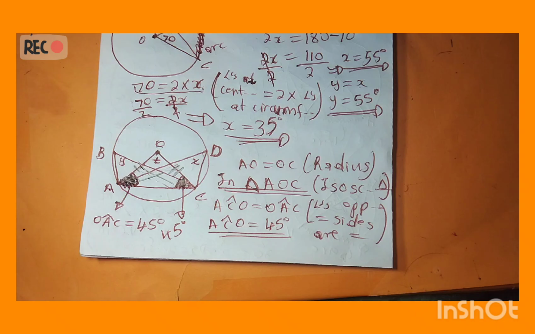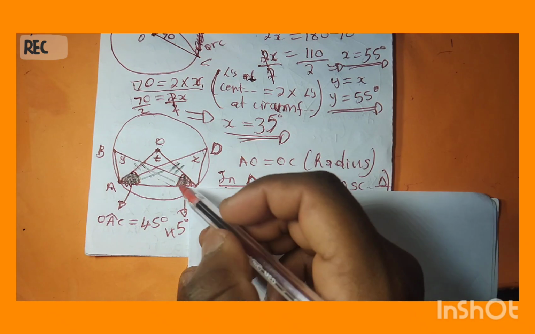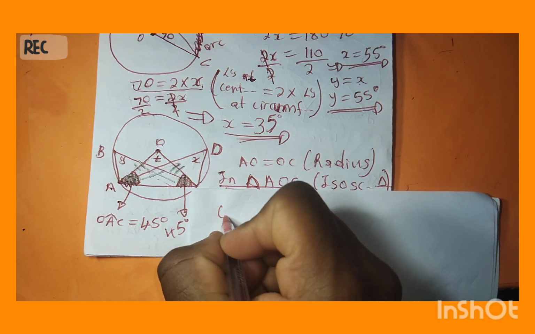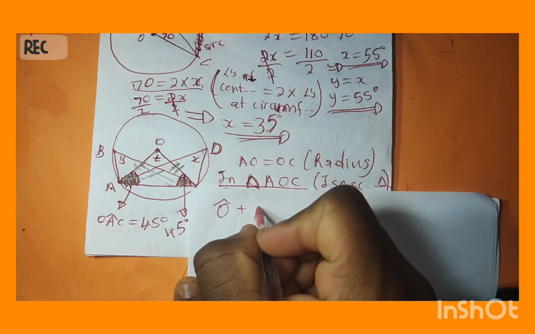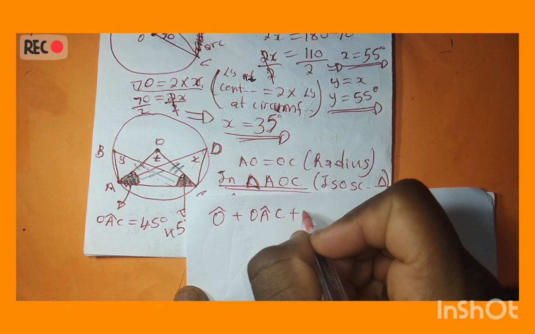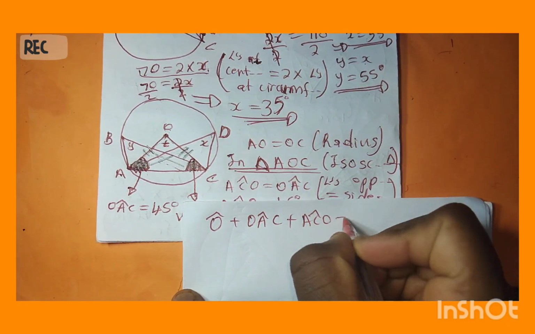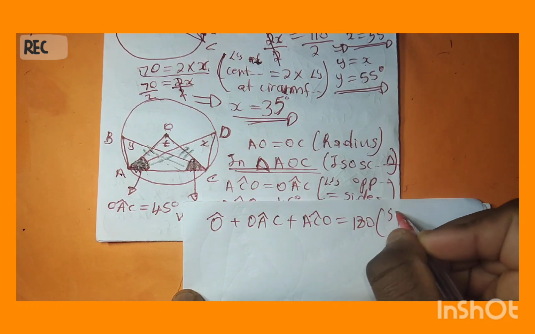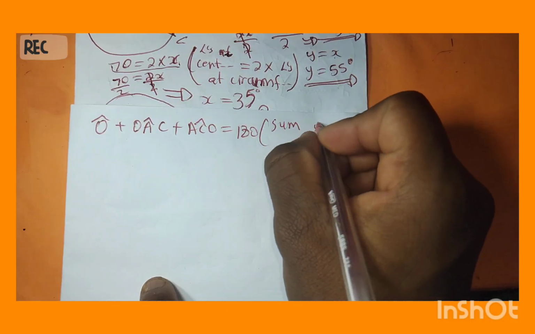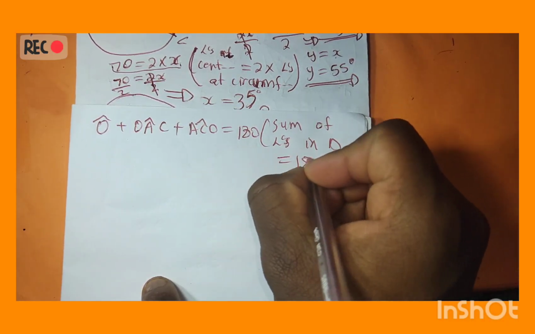So once you know that there we have 45 degrees, that will help you a lot, because now we are still in this triangle. We can solve for t now. We can just say angle O plus angle OAC plus angle ACO give me 180 degrees. Sum of angles in a triangle is equal to 180 degrees.